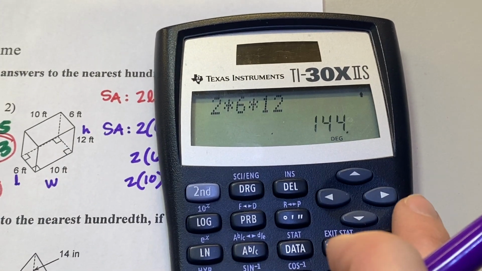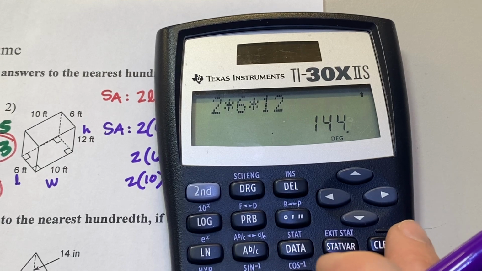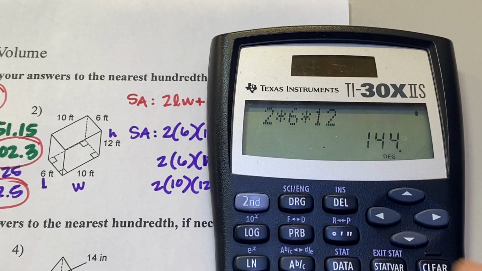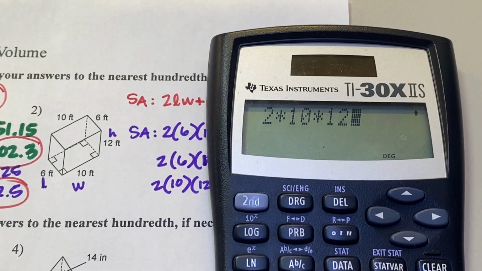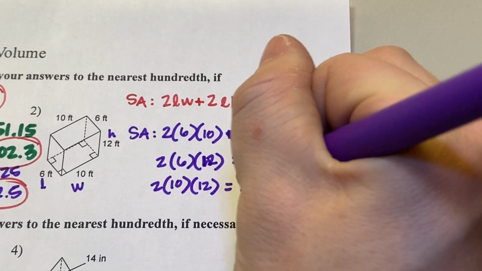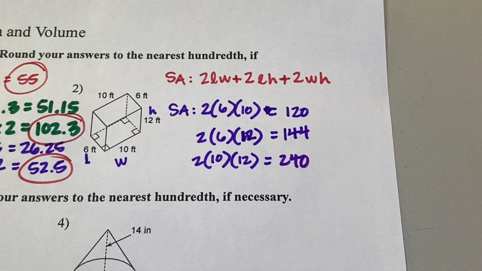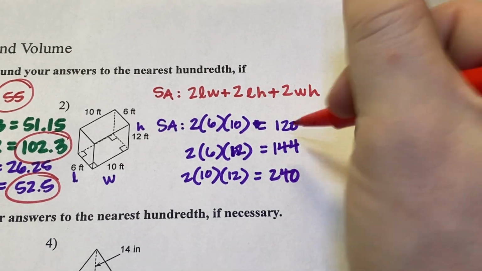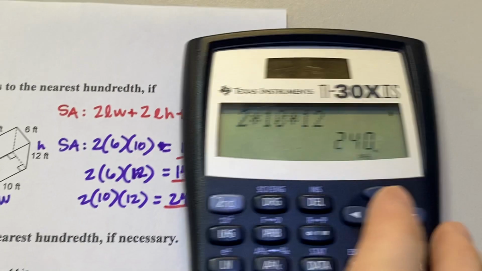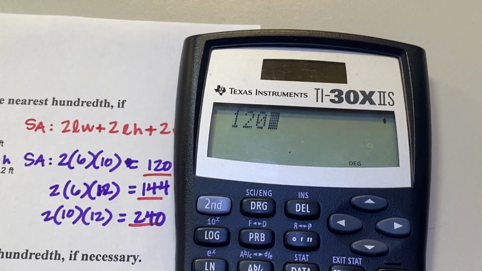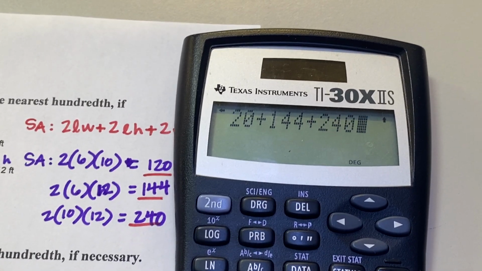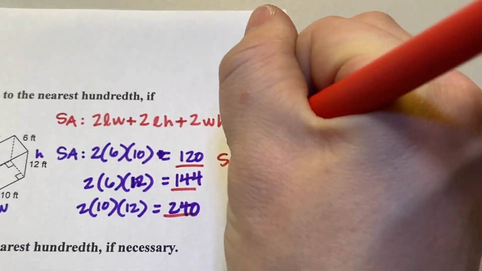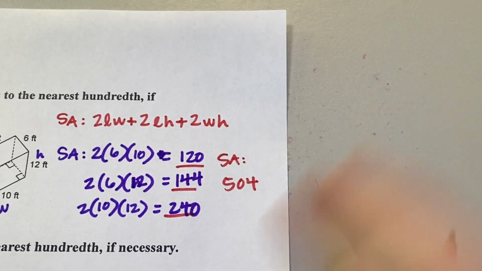2 times 6 times 12 is 144. And then 2 times 10 times 12 is 240. Okay, so we just plugged things into that formula that it's given us. Now what do I do with all 3 of these measurements? Add them up. I got 120 plus 144 plus 240, and I get my total surface area, which is 504.